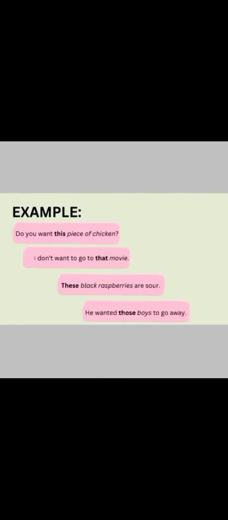So I have here an example. Number one: do you want this piece of chicken? Number two: I don't want to go to that movie. Next is: these black raspberries are sour. And the last is: he wanted those boys to go away. So this and that are singular while these and those are plural.